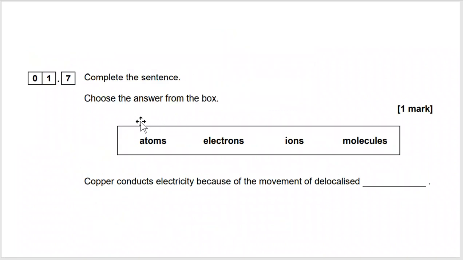1.7, complete the sentence. Choose the answer from the box. Copper conducts electricity because of the movement of delocalized electrons. Really important that we use the correct terminology throughout this topic.